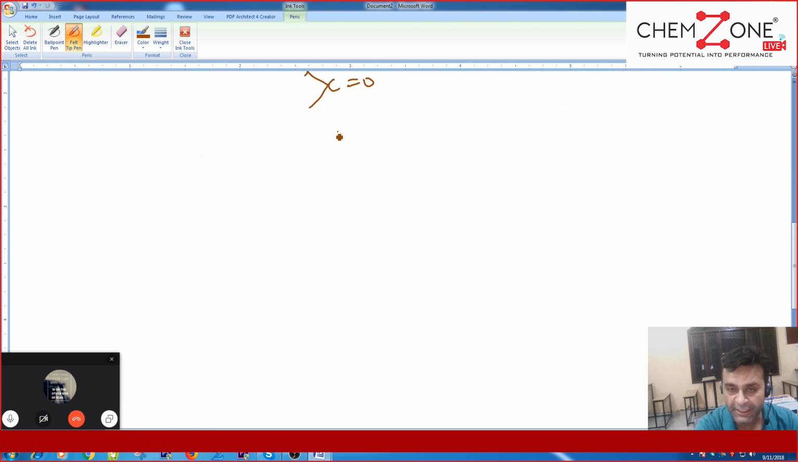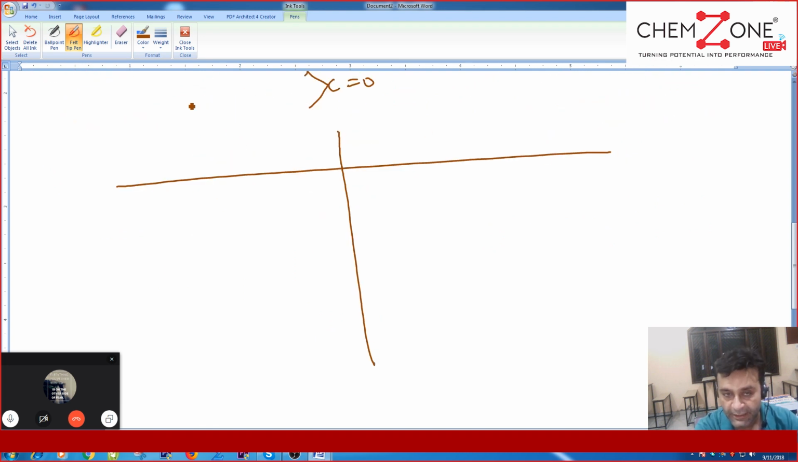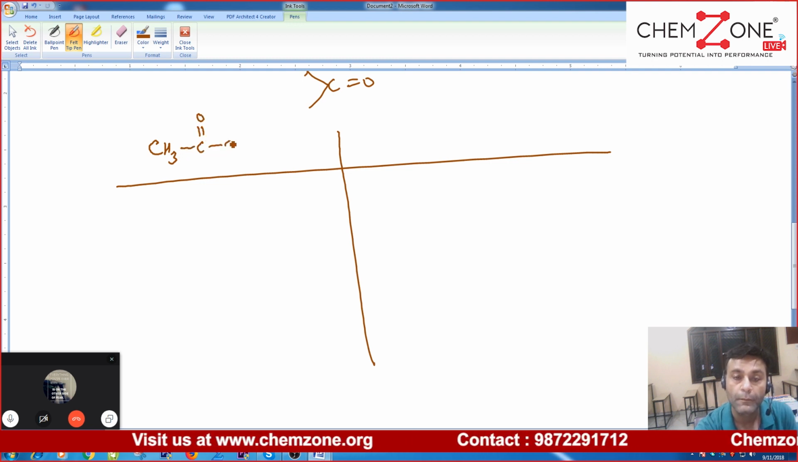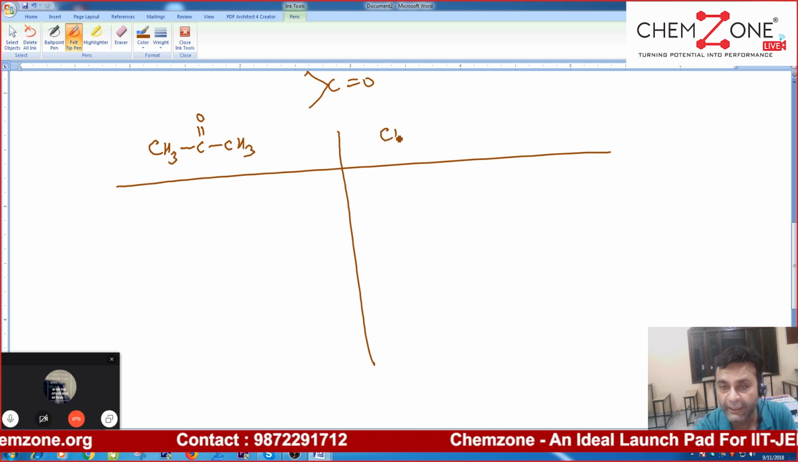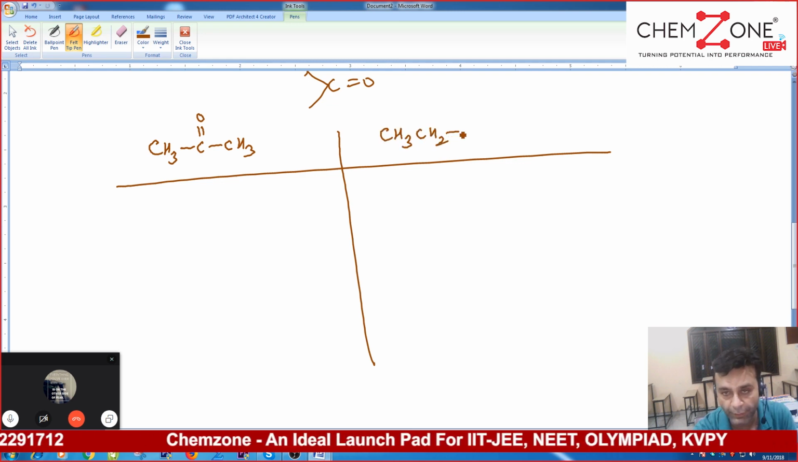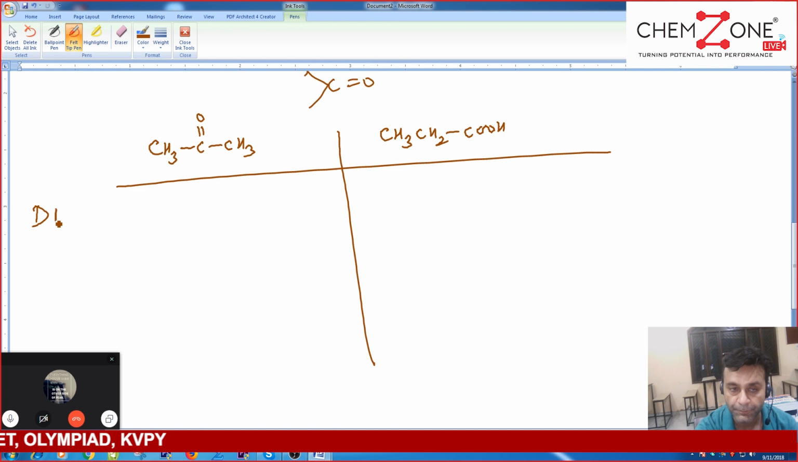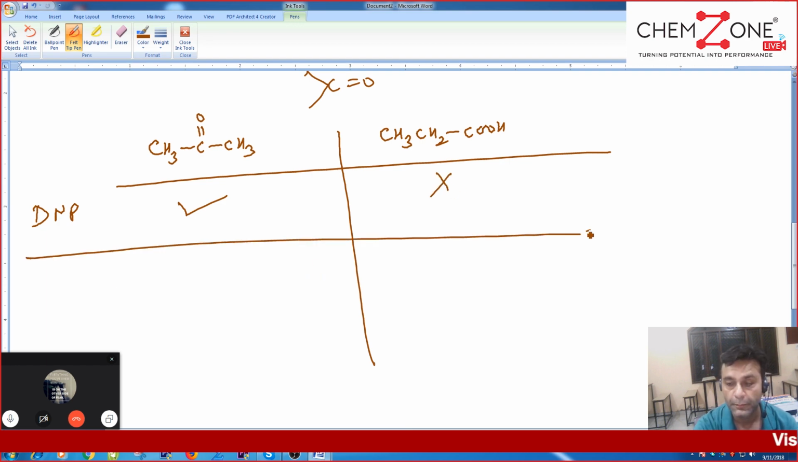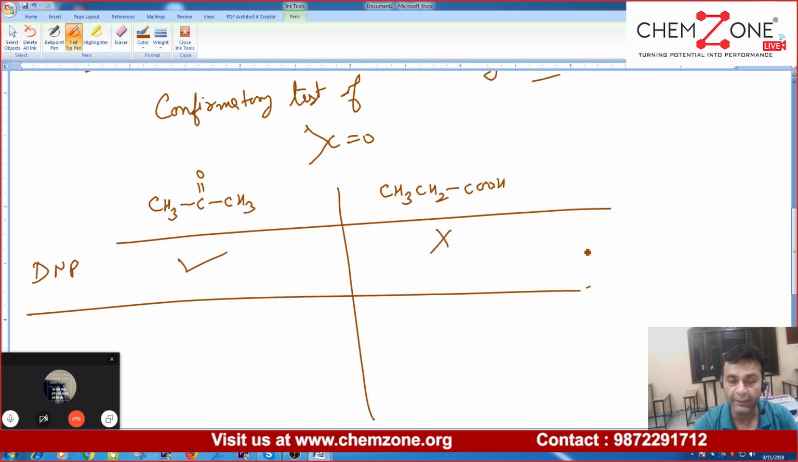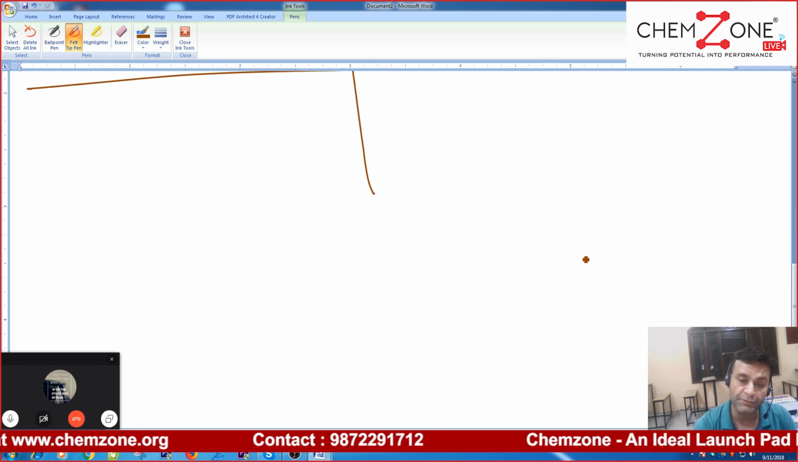So you can use this test for questions like distinction tests. How will you distinguish between propanone and any other functional group? Let it be a carboxylic acid, propanoic acid. So this DNP test is given by the carbonyl compound, that is a ketone or aldehyde, but not by any other functional group. So this test can be used to distinguish between carbonyl compounds and non-carbonyl compounds.